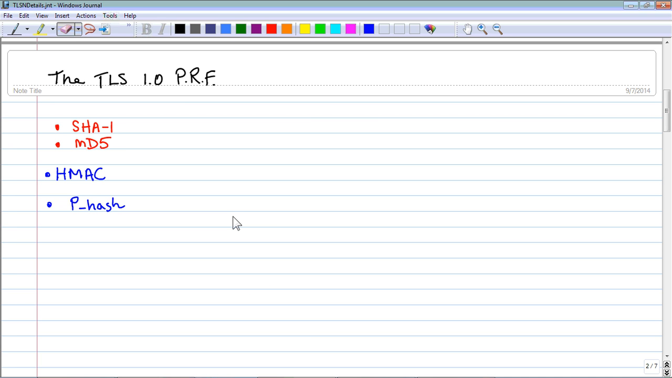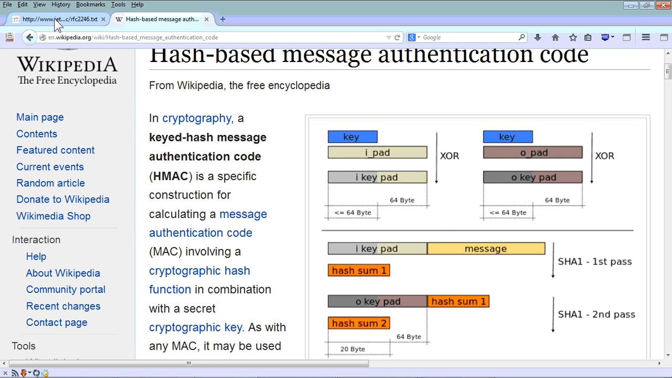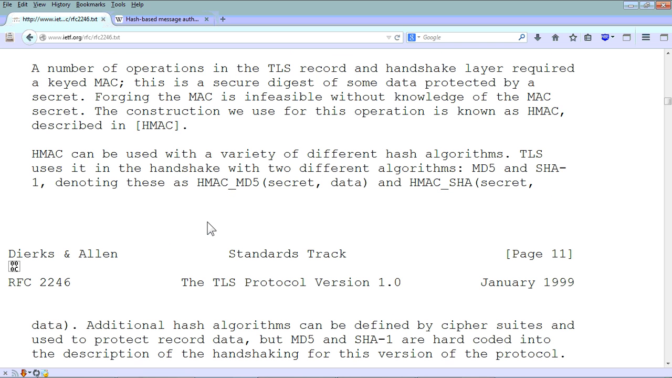And let's go back now to the RFC, and we see how HMAC is used. First of all, two different hashing algorithms. These are quite old hashing algorithms, MD5 and SHA-1, are used in generating pseudorandom data in TLS 1.0.